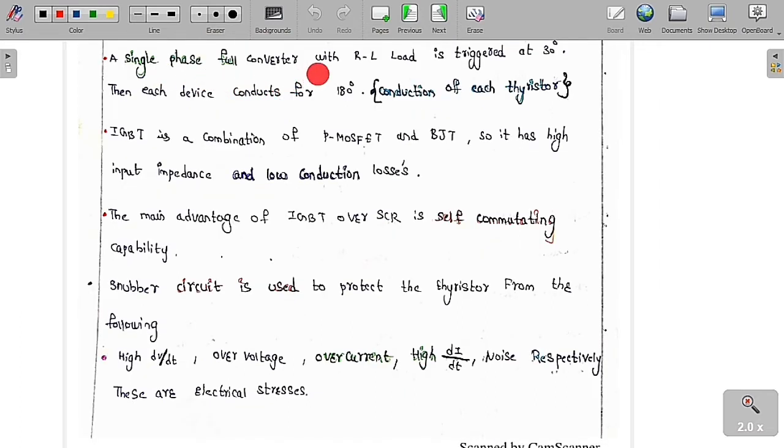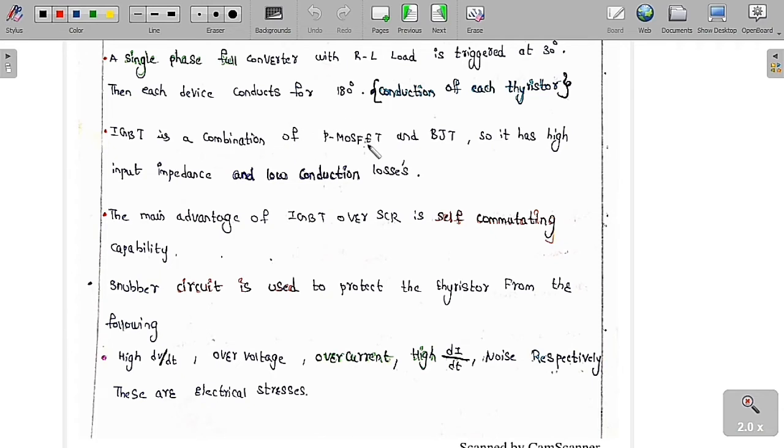A single phase full converter with RL load is triggered at alpha equal to 30 degrees. When does each device conduct fully? I have already told you, in a single phase full converter, the conduction angle of each thyristor is pi. Therefore, irrespective of alpha, the conduction angle of each thyristor in a single phase full converter is pi.